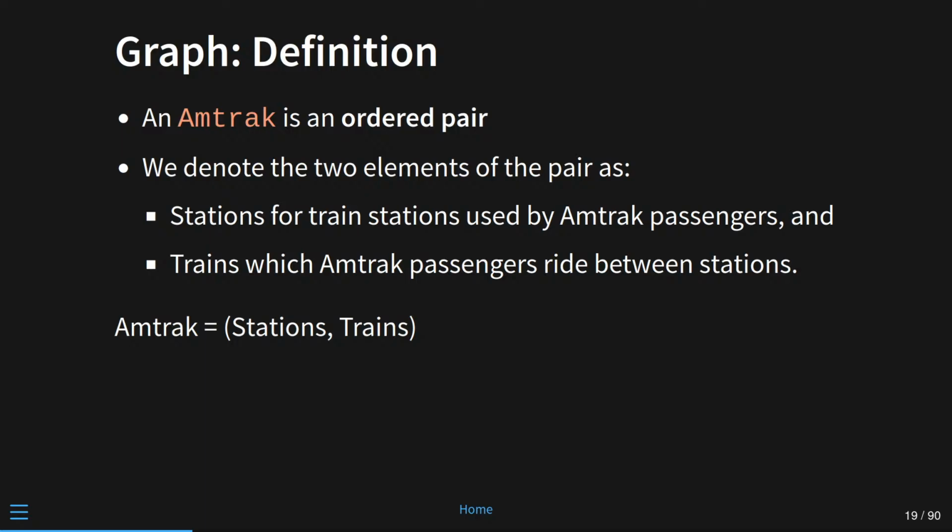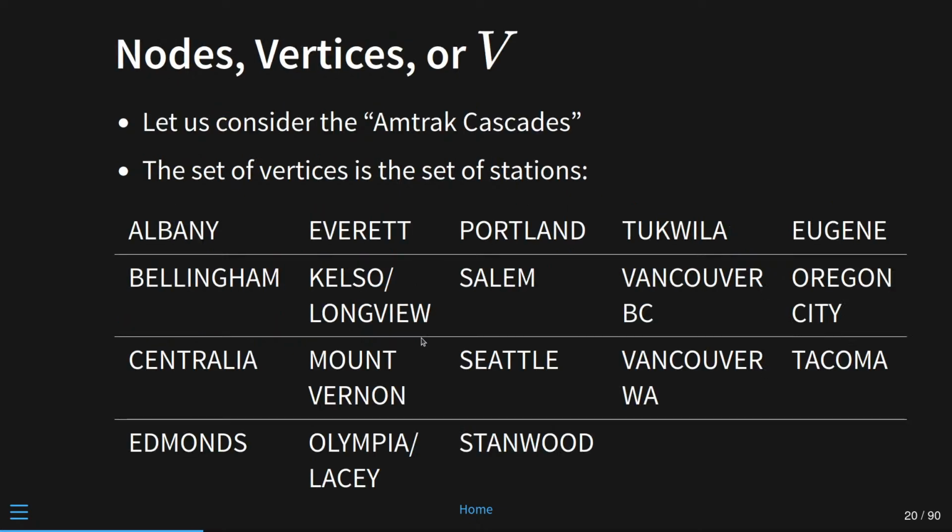So, an Amtrak is an ordered pair. The 2 elements of the pair are stations and train connections. So, Amtrak is the ordered pair of stations and trains, is how I'm going to call this. Okay. My favorite Amtrak train that connects Eugene to Vancouver, got to be specific to make sure you're not playing favorites, is the Amtrak Cascades.